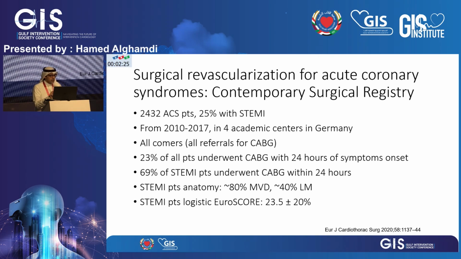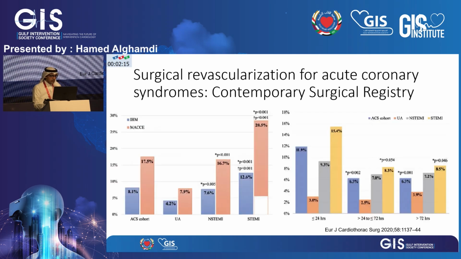In terms of complexity, you can see in the STEMI patients, 80% of them had multivessel disease, and almost close to half of them had left main disease. Those patients represent very high-risk patients. When you look at the outcome, just focus on the STEMI bars, you can see that the hospital mortality was 12.6% in the STEMI patients. When we look at the surgical intervention in those patients based on time, you can see that in STEMI patients, the mortality, if it was done within 24 hours, jumped to 15.4%.